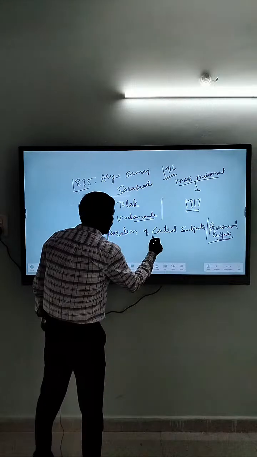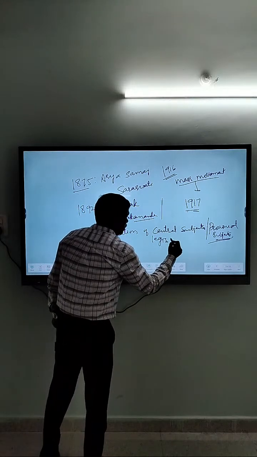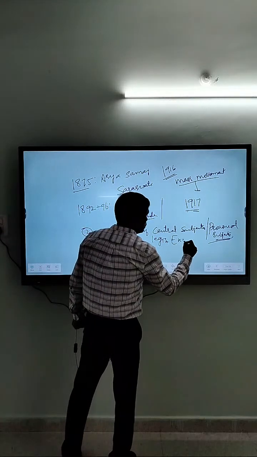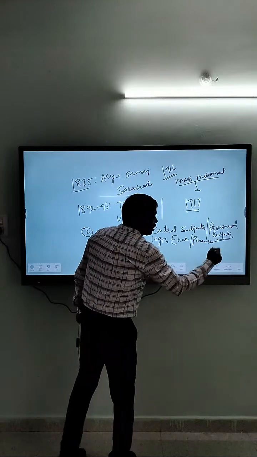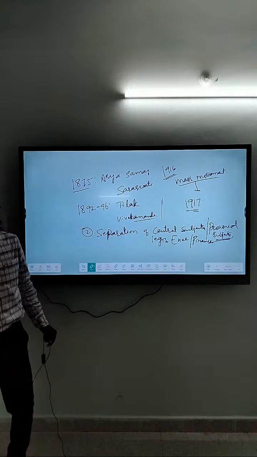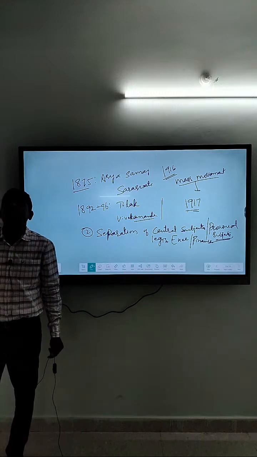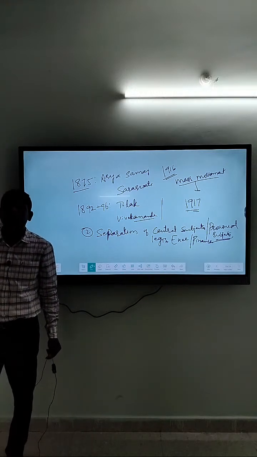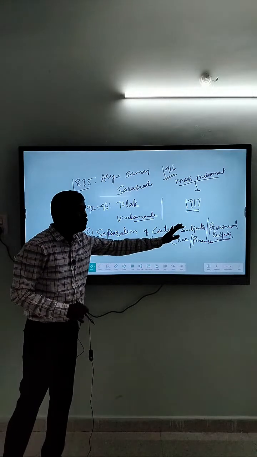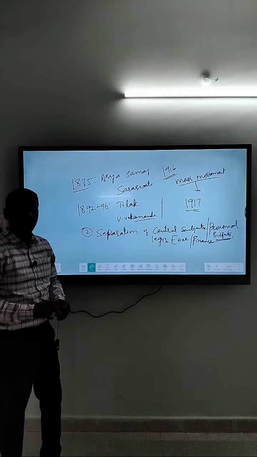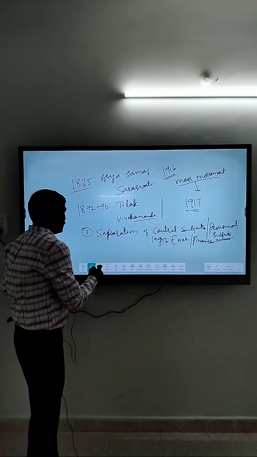That is the legislative powers, the executive powers, and the financial powers. So these powers are separated, that is, the central powers are separated from provincial powers. So this is one thing.